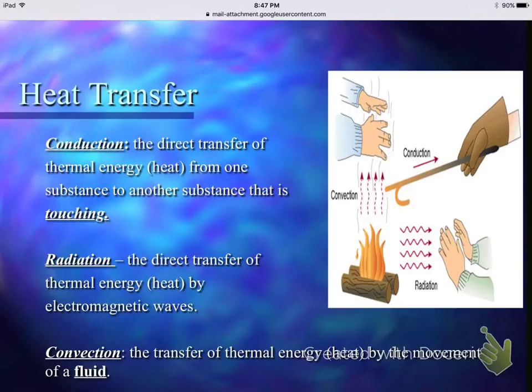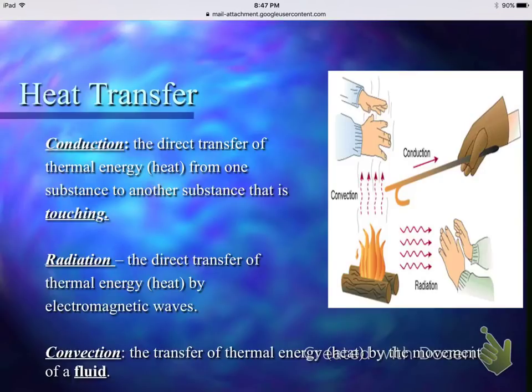Conduction is the direct transfer of heat from one substance to another substance by touching. So the two objects have to be touching. If you look in the picture to the right, you see the guy who has protective covering or a glove on his hand and he's holding the really hot poker stick. That's heat transfer through conduction because the glove is touching the object that's being heated.